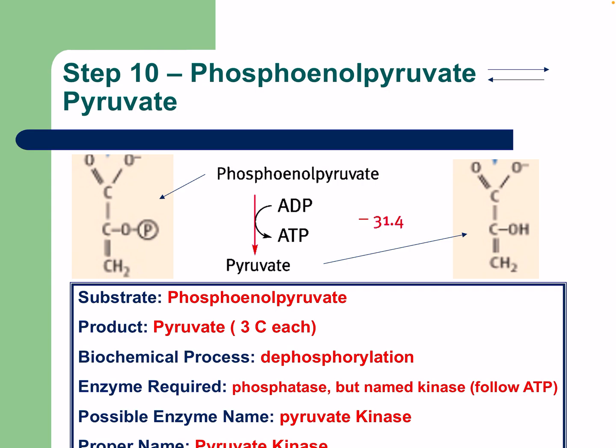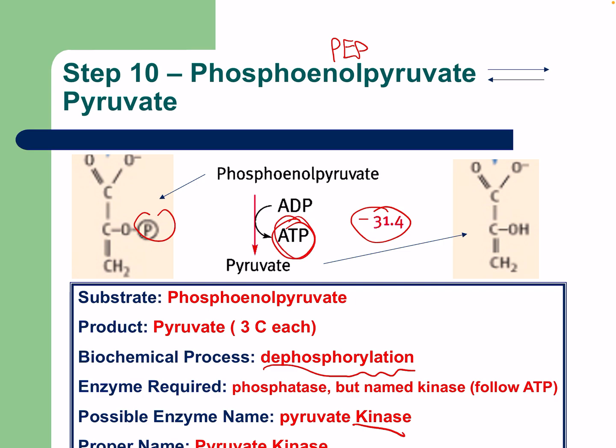Step 10, the final step of glycolysis, is phosphoenolpyruvate, which you also see as PEP sometimes, into pyruvate. So here we have another example where we're generating ATP. Large negative reaction, so spontaneous and irreversible. We can see another example involves dephosphorylation in a kinase. So we can see the phosphate is being removed and we're actually gaining that ATP.